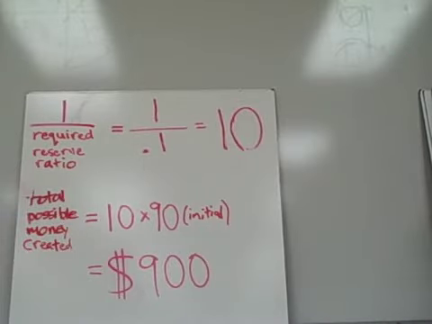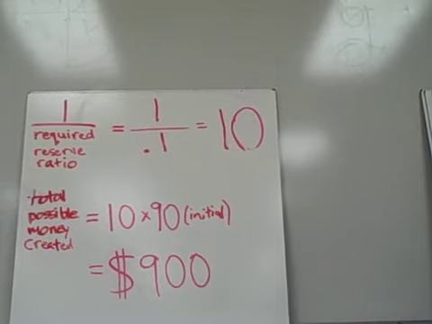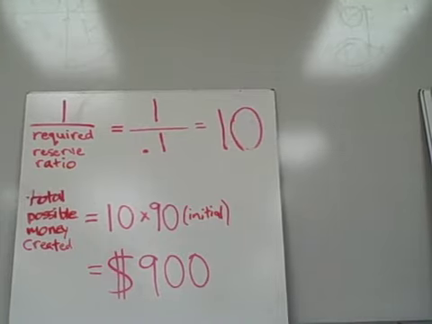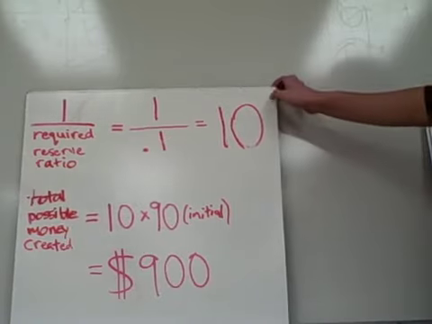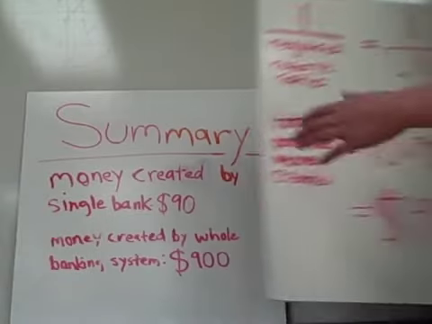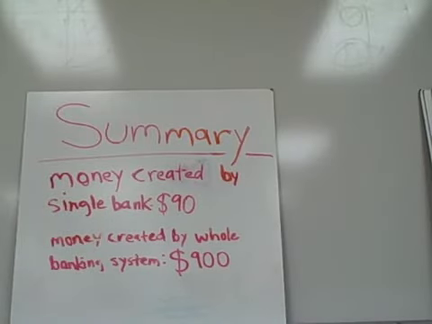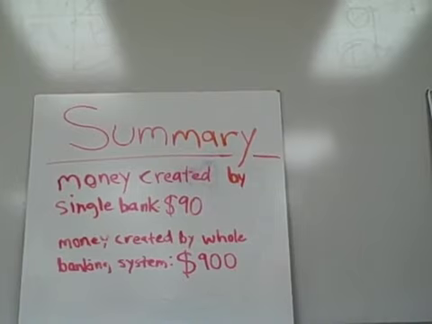So 1 over the required reserve ratio equals 1 divided by 0.1, which equals 10. So the multiplier is 10. To find the total possible money that's created in the whole banking system, you multiply the multiplier by the initial excess reserves of Bank A, which is $90. So 10 times 90 is $900. To summarize, money created in bank by just a single bank is $90. But money created by the whole banking system is $900.